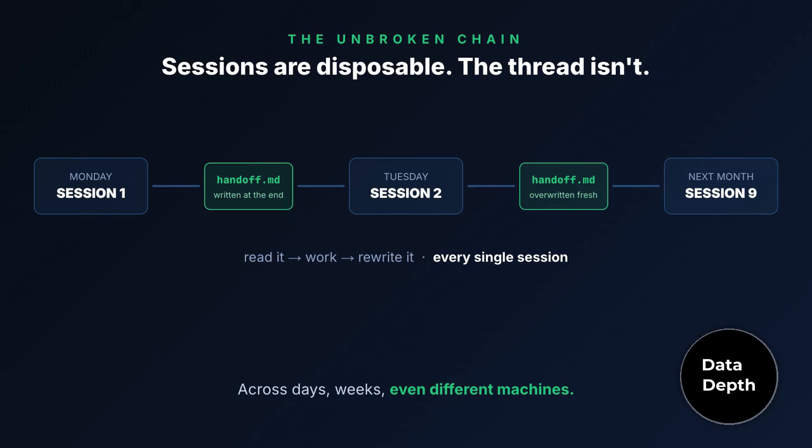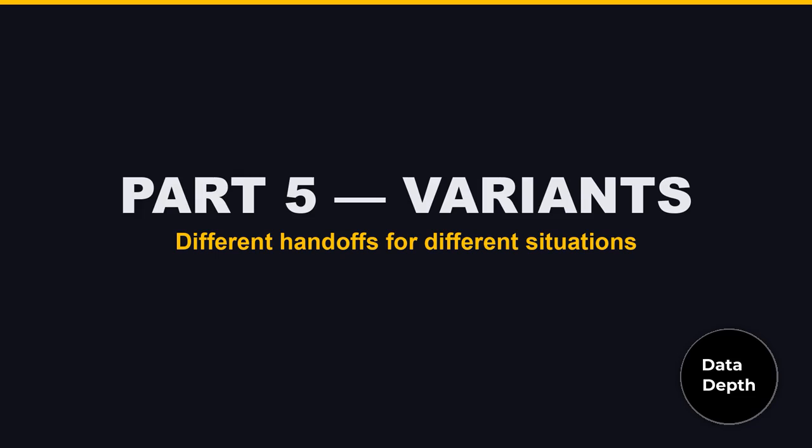And notice you can leave a project for a month and come back with 0 ramp-up, because the handoff is written for someone who remembers nothing, which, after a month, is also you. Part 5, Variants. Once the basic one is a habit, 3 variations cover almost everything else you'll hit.